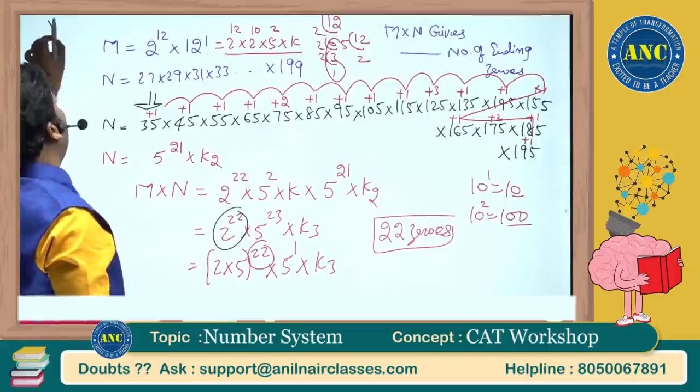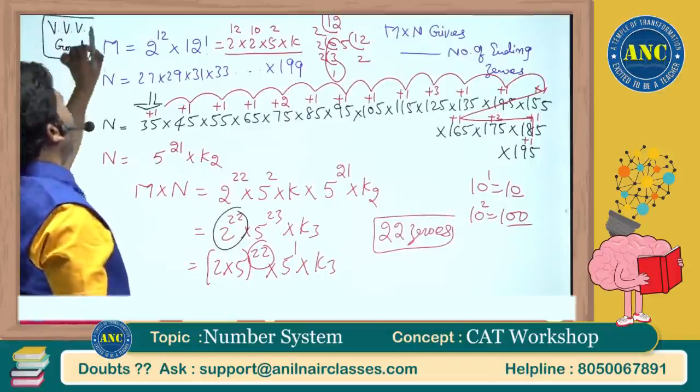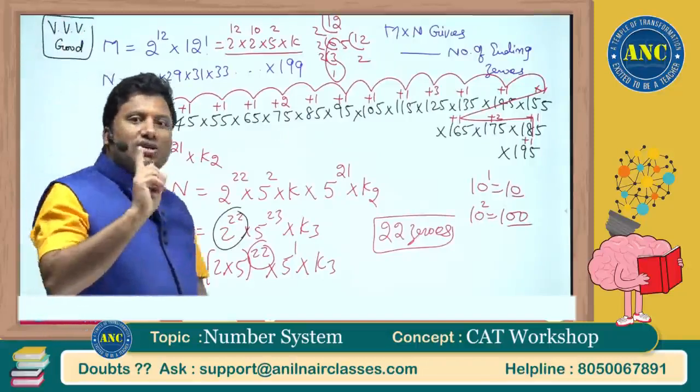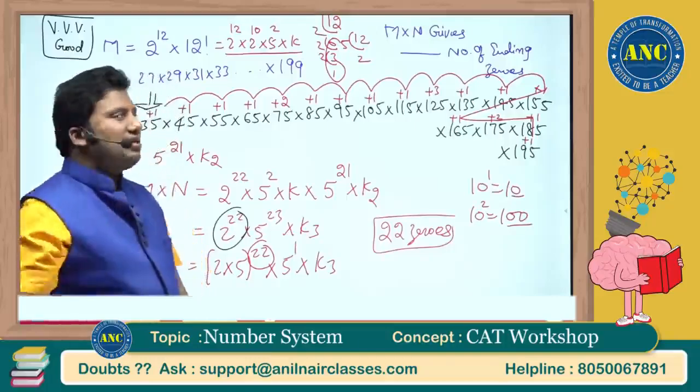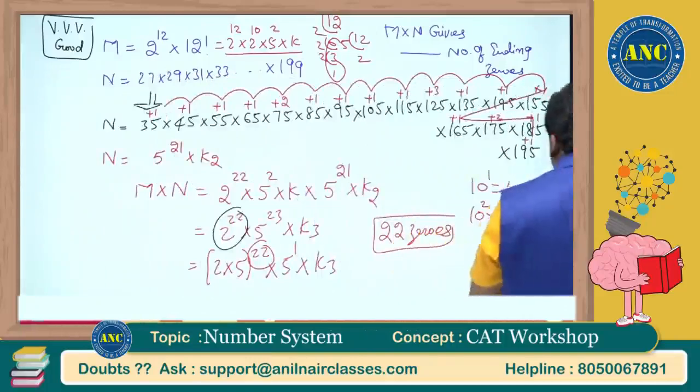Very, very good question, sir. Probably the best question of the day, which will give you an idea that the number of zeros at the end is not always the highest power of 5. Good question. I hope you enjoyed solving this question.